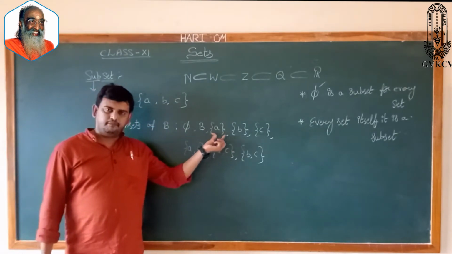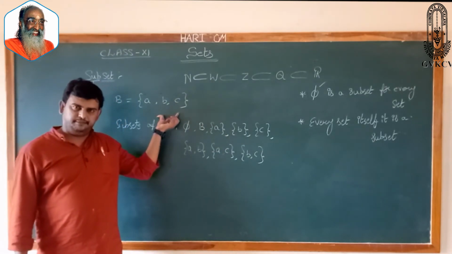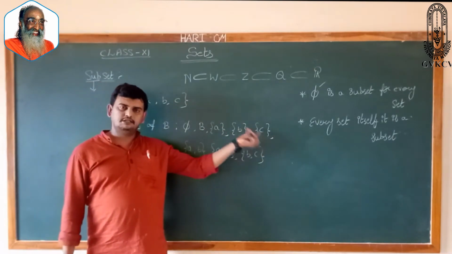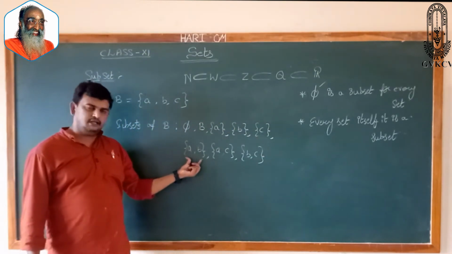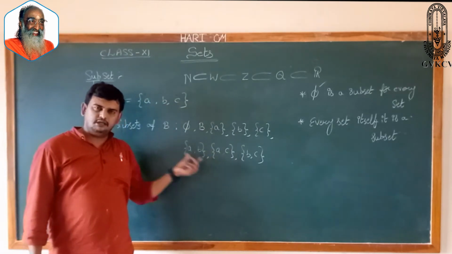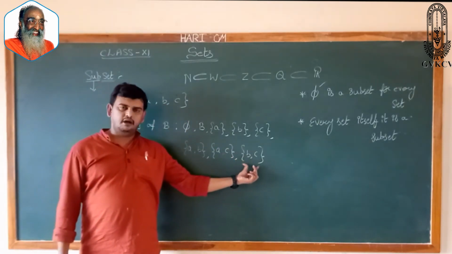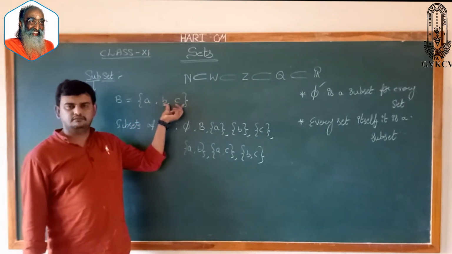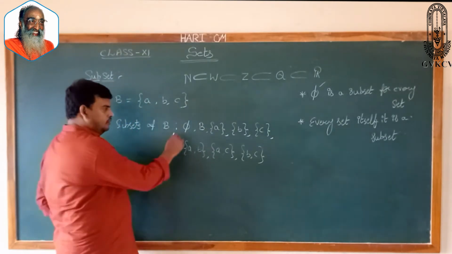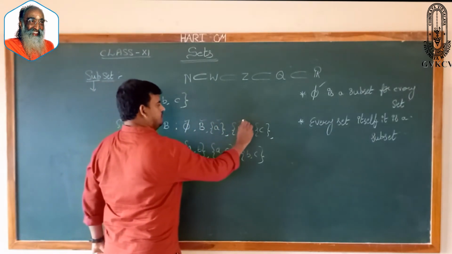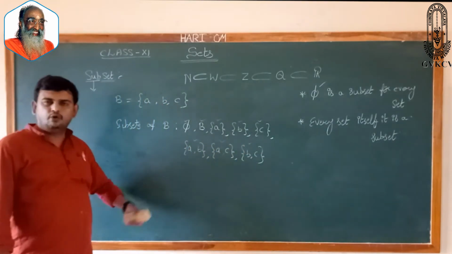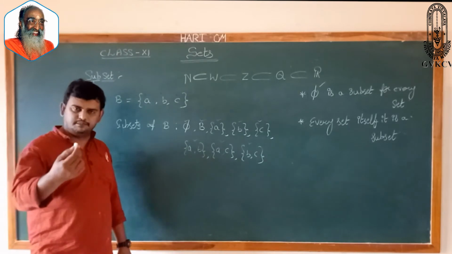Now set A is a part of this set. Set B is also part of this set. Set C is also part of this set. Set A comma B is also part of this. Set A comma C is also part of this. Set B comma C is also part of this set. Now finally, how many subsets do you have here? 1, 2, 3, 4, 5, 6, 7 and 8. I have a total of 8 subsets.